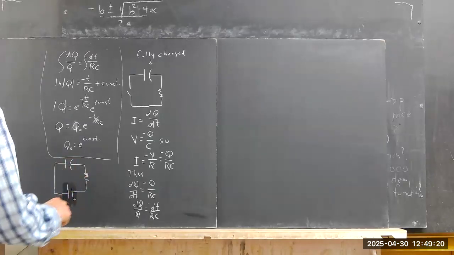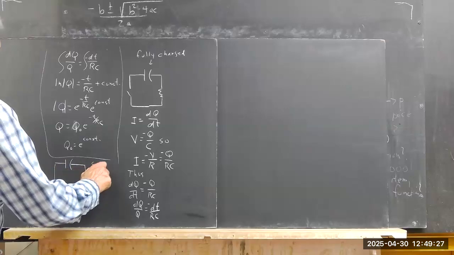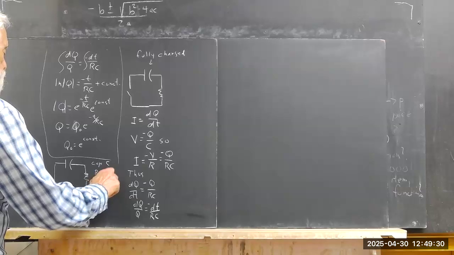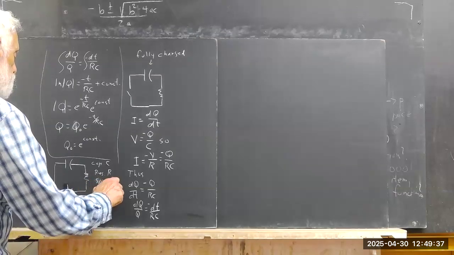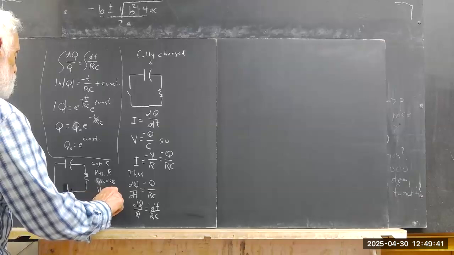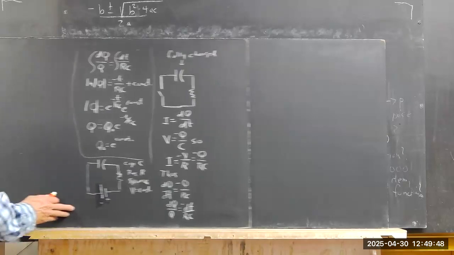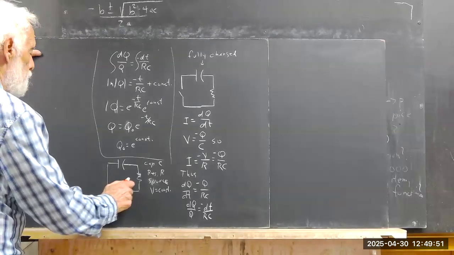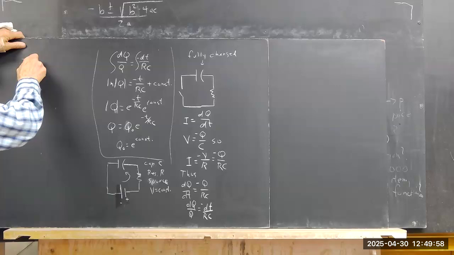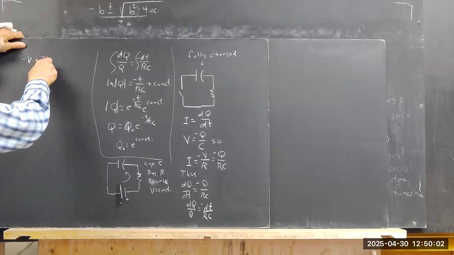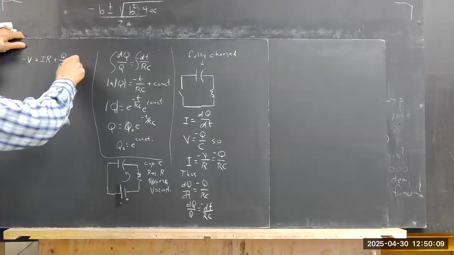Kirchhoff's laws tell us the sum of the voltage drops is 0. So if this capacitor has capacitance C, resistance is R, and the source is some constant voltage, and if we do a positive loop, our voltage drops are negative V plus IR plus Q over C equals 0.